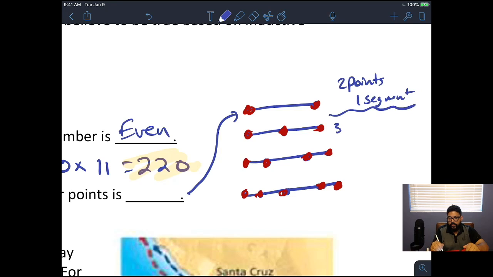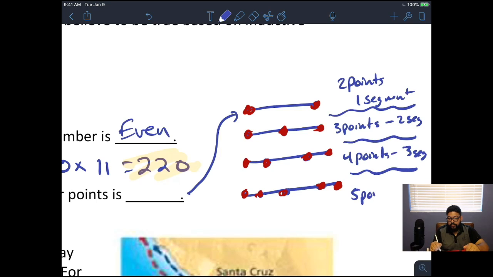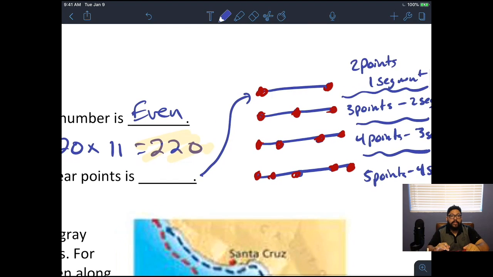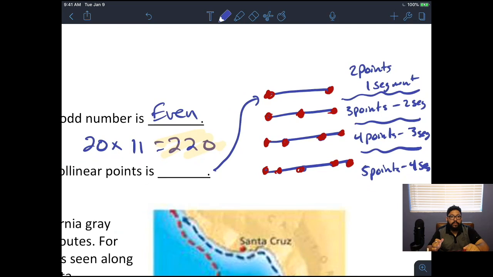Here we have 3 points, and it made 2 segments. Here we had 4 points, made 3 segments. And here we have 5 points, makes 4 segments. What do we think the next one is going to be?